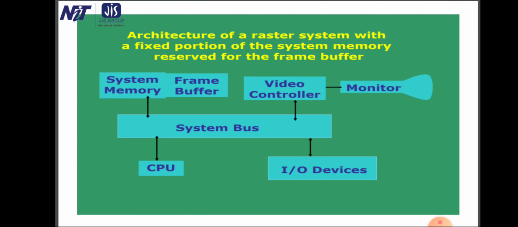Now this is the architecture of a raster scan display with a fixed portion of the system memory reserved for the frame buffer. Here also the system memory is attached with the frame buffer, and the video controller is attached with the system bus. The monitor is attached through the system bus with the help of the video controller.